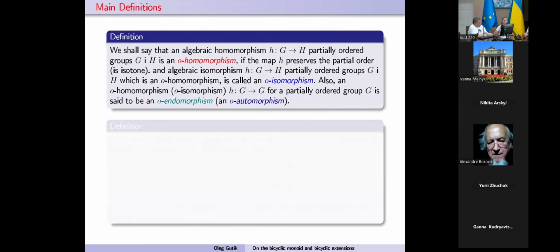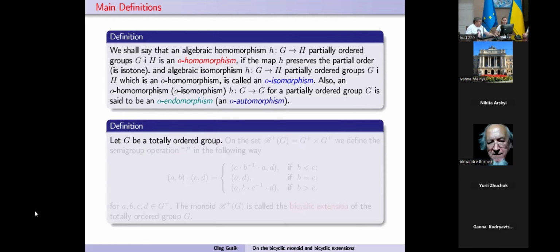So if we consider a homomorphism of a linearly ordered semigroup, we can consider such homomorphisms which preserve the partial order, and such a homomorphism we shall call an O-homomorphism, or if this homomorphism is an isomorphism, we shall call it an O-isomorphism. And similarly O-endomorphism, and similarly O-automorphism.